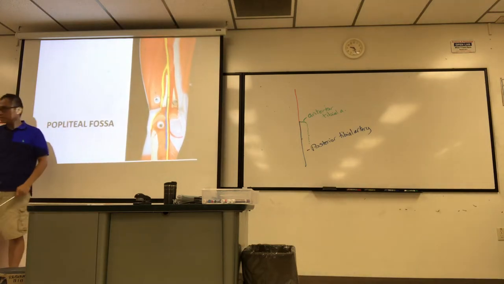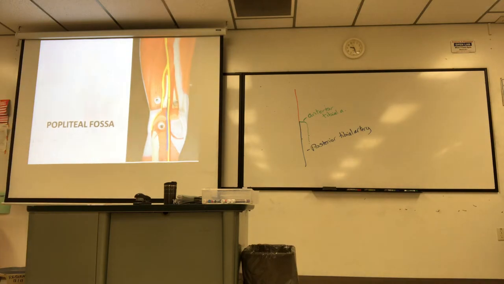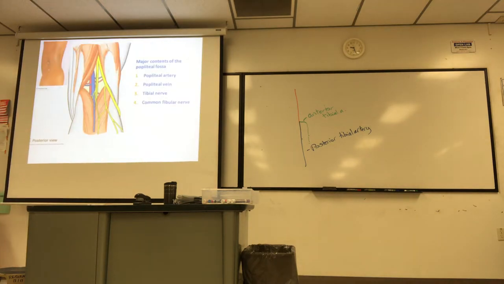You don't have to know the nerves for this test, but they're easy to identify. So I just kind of have them labeled. I'm not going to ask you to identify nerves on the test. I just kind of listed them because they're there. The one that's tibial, that's common fibula. Don't worry about it. Worry about the blood vessels.